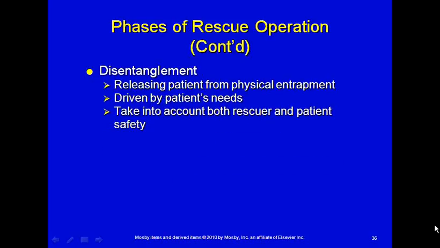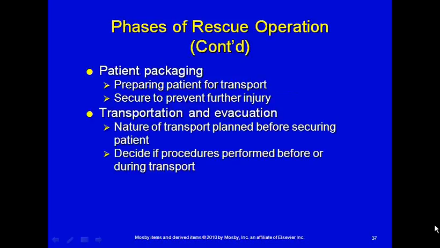Disentanglement is releasing the patient from the physical entrapment. It's driven by the patient's needs, and you have to take into account both the rescue and the patient's safety, especially if you're trying to disentangle somebody from around a steering column or foot pedals in a vehicle where the airbag has not deployed. Patient packaging requires us to determine how we're going to package the patient for transport, also keeping in mind how to secure the patient to prevent further injury during transport.